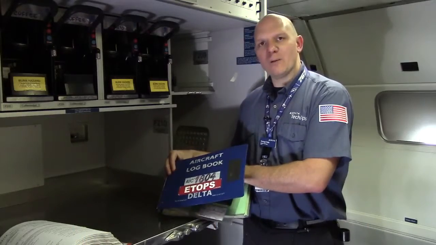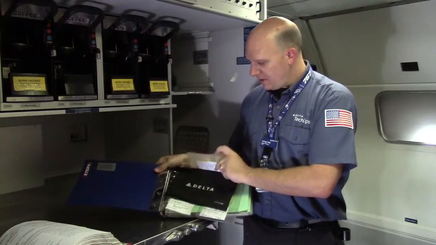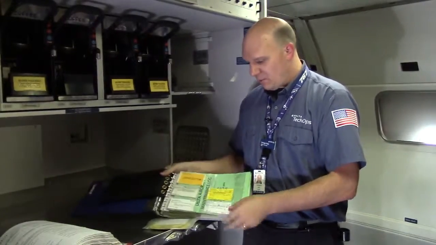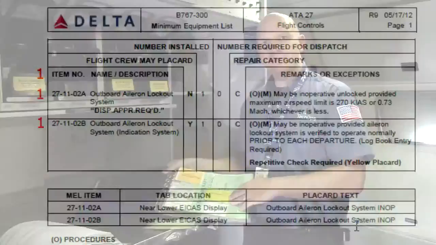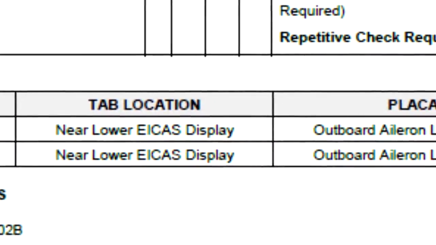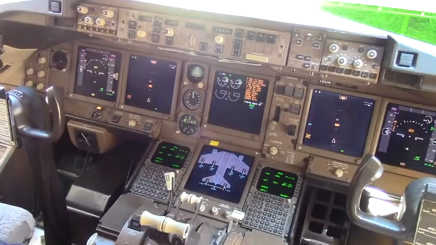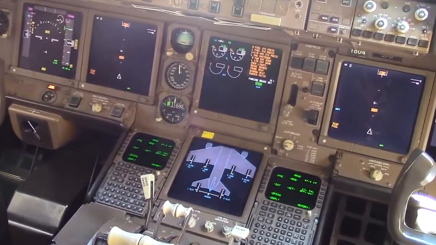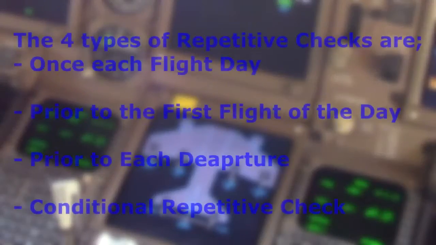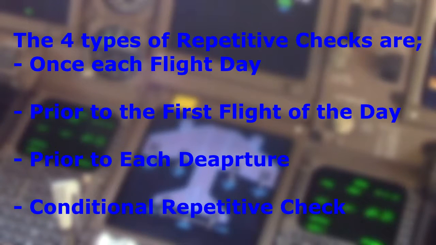Here in the front of our logbook, we've got a pouch that has your blank placards and a placard page with little pockets that you're going to slip them into. They've also taken out the guesswork of what to write on the placard and where to place the small adhesive tab. In our example, we're showing the small yellow tab near the ICAS display for the aileron position. There are 4 types of repetitive checks: once each flight day, prior to the first flight of the day, prior to each departure, and conditional repetitive checks.